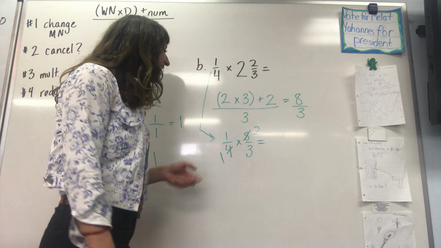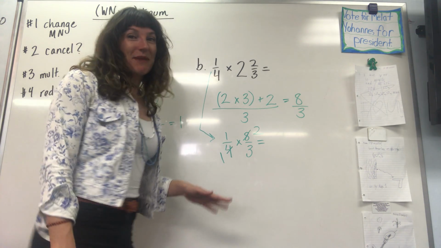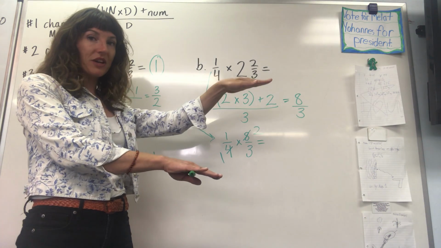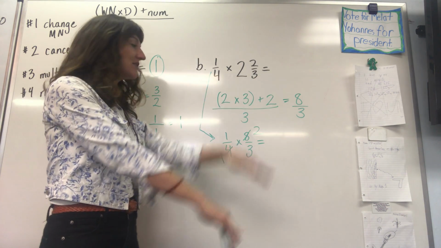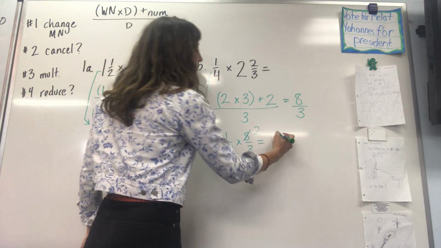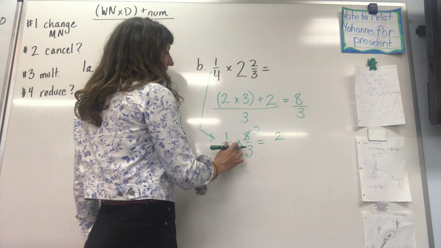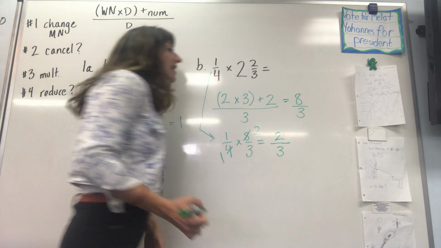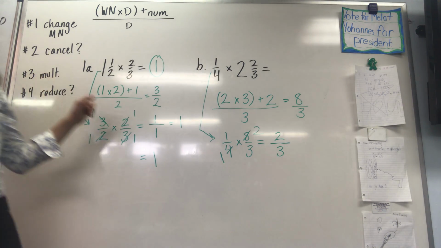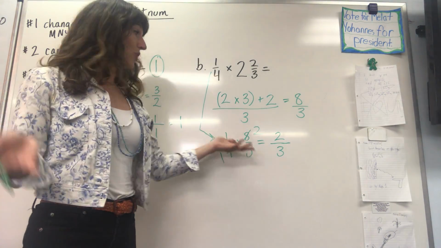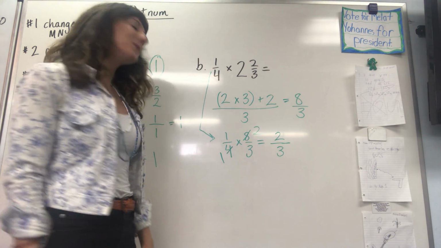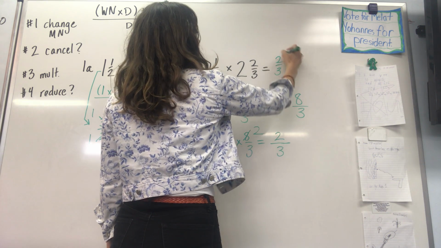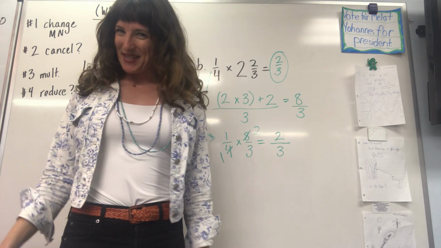So now that I have canceled, I'm going to step number 3, multiply across. Numerator times numerator and denominator times denominator. 1 times 2 is 2. And 1 times 3 is 3. Step number 4, reduce. Can I reduce 2/3? No. That is my final answer. I put it up here like this, 2/3. I give circle. I am done.